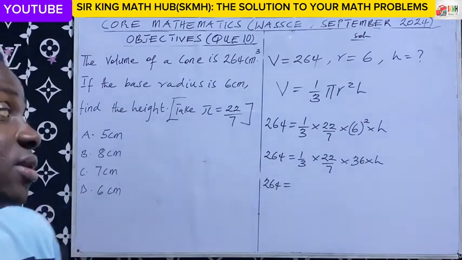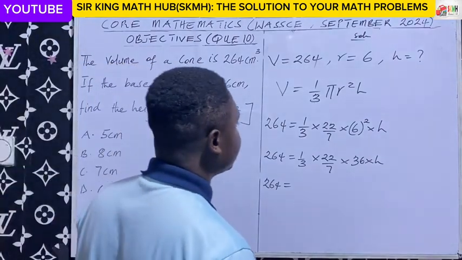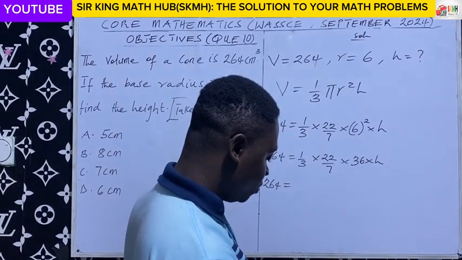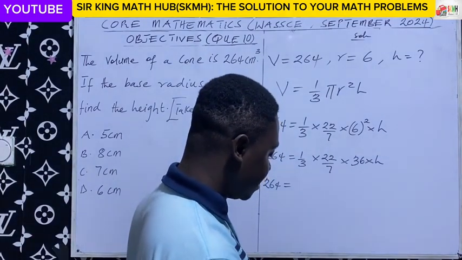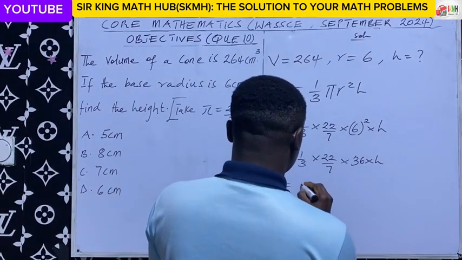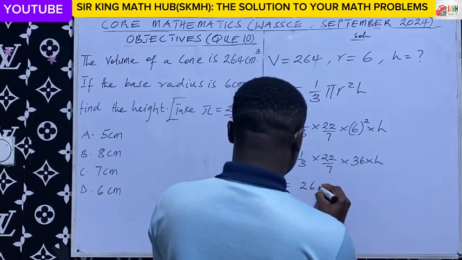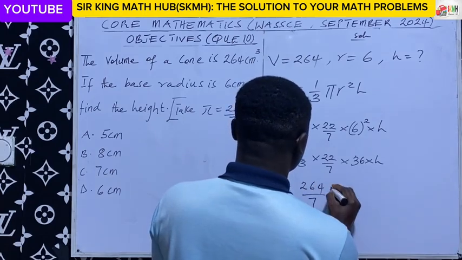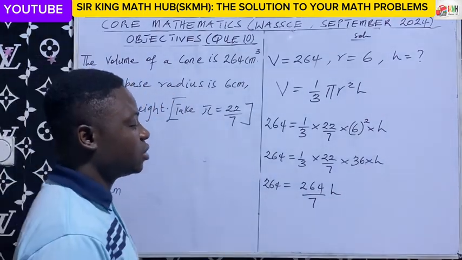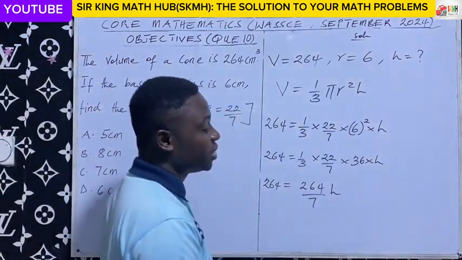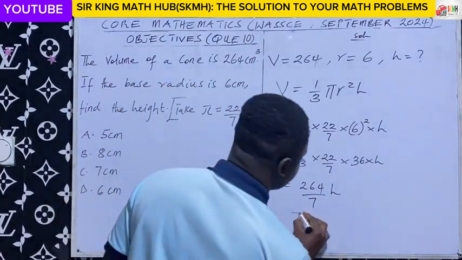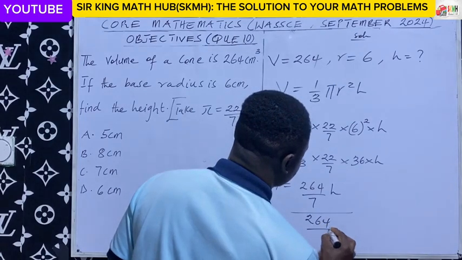1/3 times 22/7 times 36h. 1/3 times 22/7 times 36h. So we have 264/7h. We are looking for h, in this case the height. So we have to divide both sides by the coefficient of h. And the coefficient of h here is 264/7. So we divide here by 264/7.